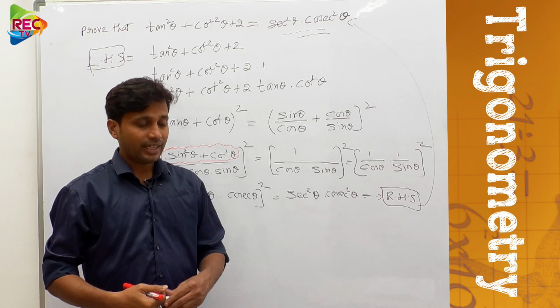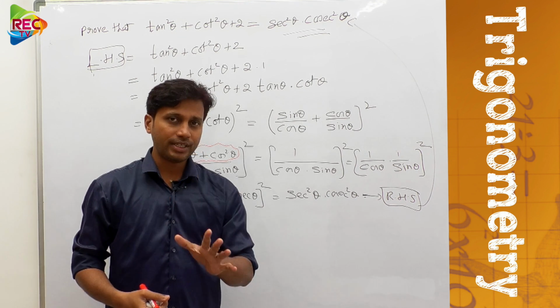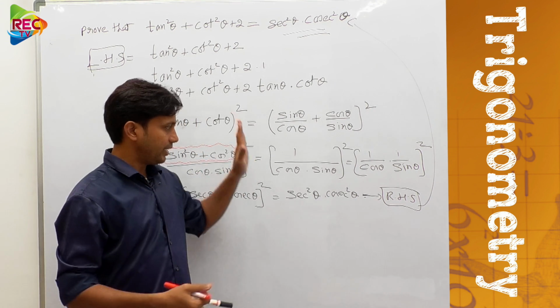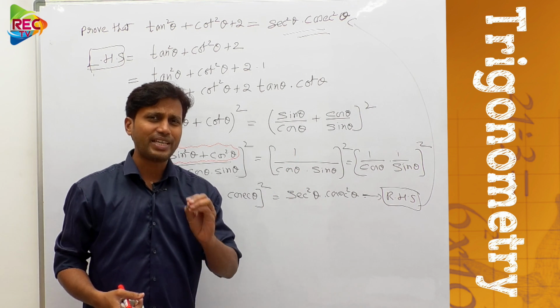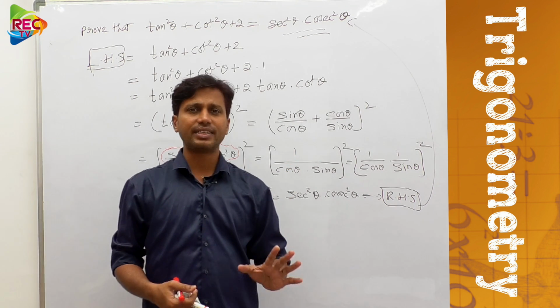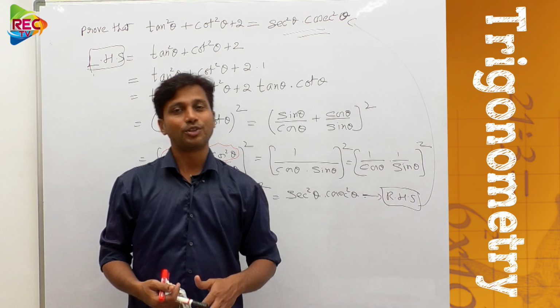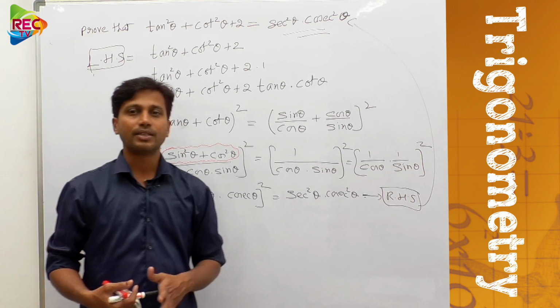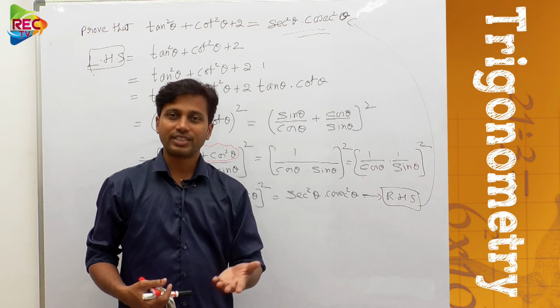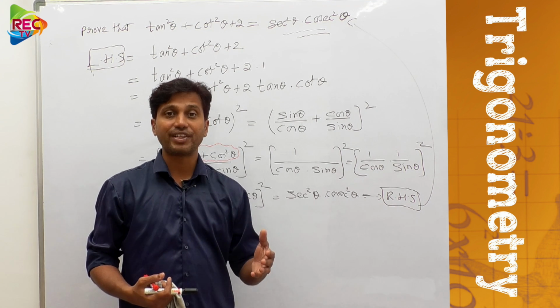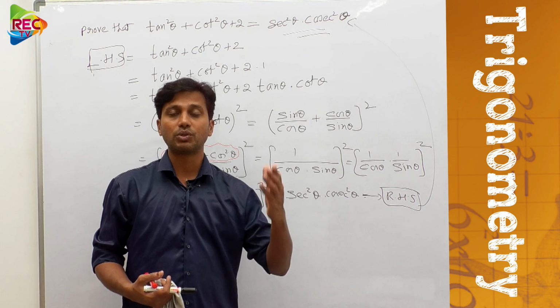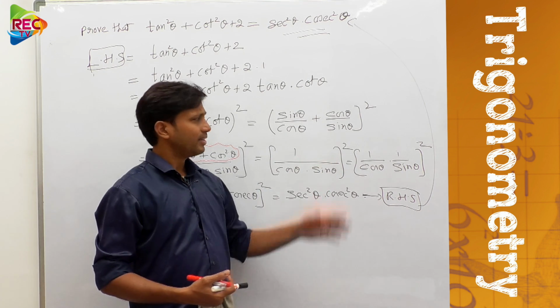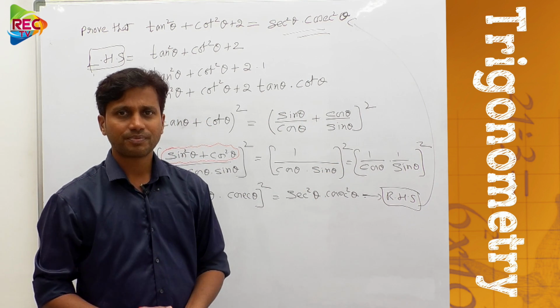Understood? All the problems we are doing, we are solving based on basic trigonometric identities. Those are three relations. One is sin square theta plus cos square theta equal to 1, second one is cosecant square theta minus cot square theta equal to 1, and third one is secant square theta minus tan square theta equal to 1. Based on that we are solving all these problems.